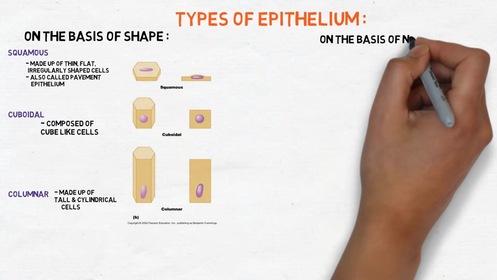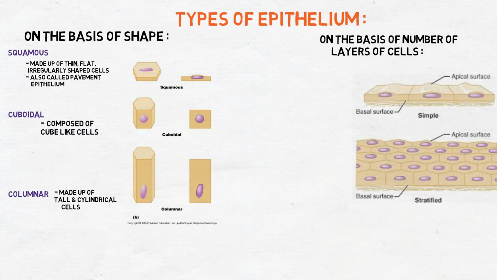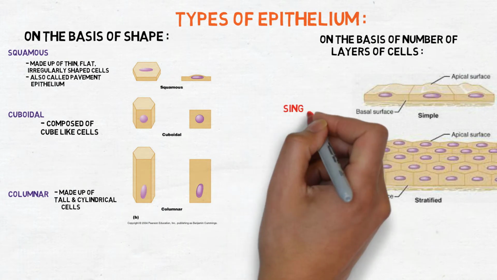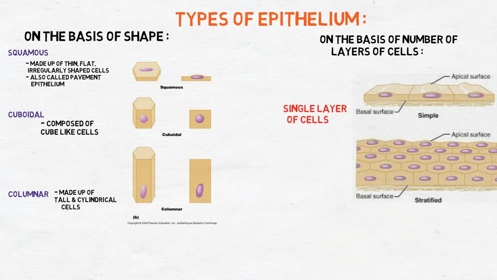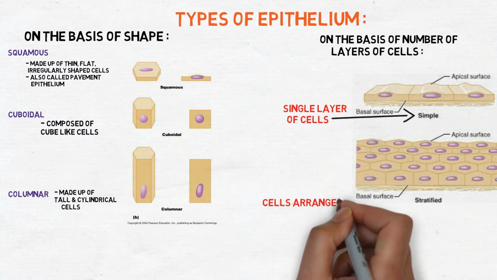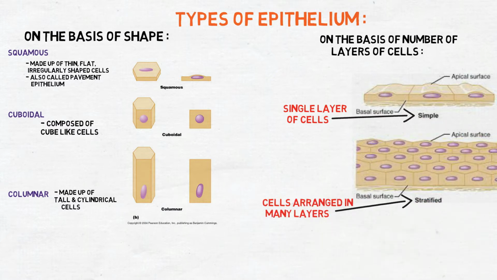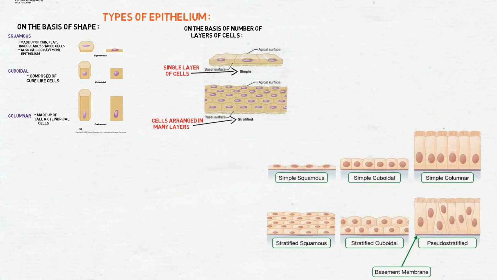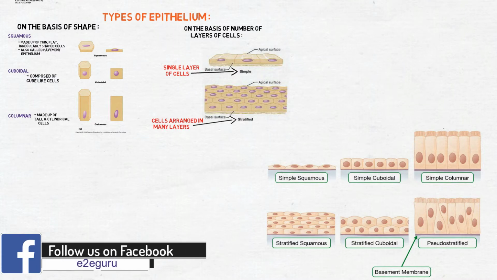On the basis of number of layers of cells, when any of these epithelial tissues are arranged in a single layer, epithelial tissue becomes simple, and if they are arranged in many layers, epithelial tissue becomes stratified. So if you try to make combinations of these, you will get all types of epithelial tissues. Simple squamous epithelium is called so because squamous cells are arranged in a single layer, and stratified squamous epithelium is called so because squamous cells are arranged in many layers. Same is the case of cuboidal epithelium.